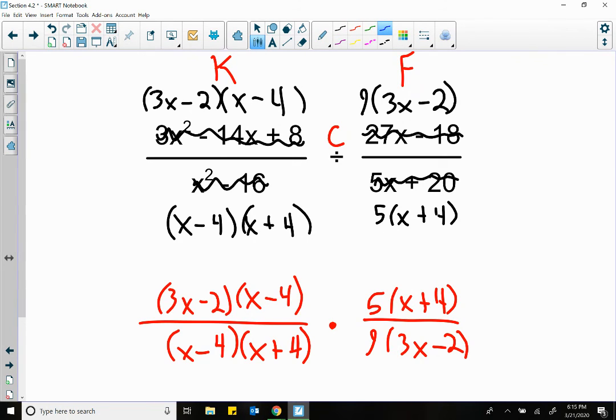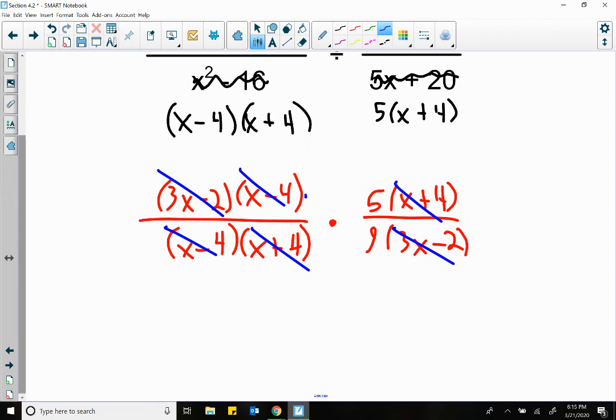So what is in common from top to bottom? Well, this x plus 4 is going to cancel that x plus 4. This 3x minus 2 is going to cancel that 3x minus 2. This x minus 4 is going to cancel that. So what is it that we have left? And it zoomed back up on me. 5 over 9. And there we go. That's it.